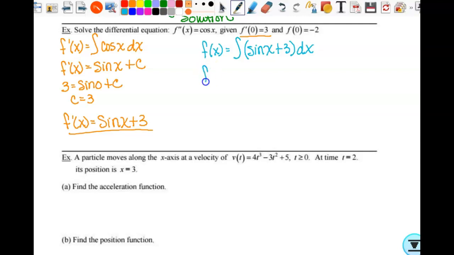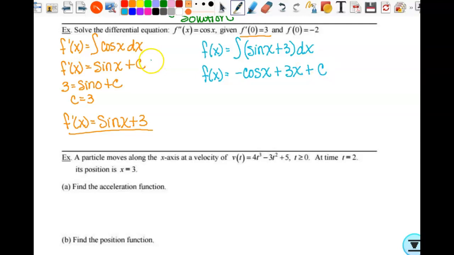So then f of x, what is the antiderivative of sine of x? Negative cosine. That's a positive sign there, right? So it has to be a negative cosine. So this is negative cosine of x plus 3x, good, plus c.